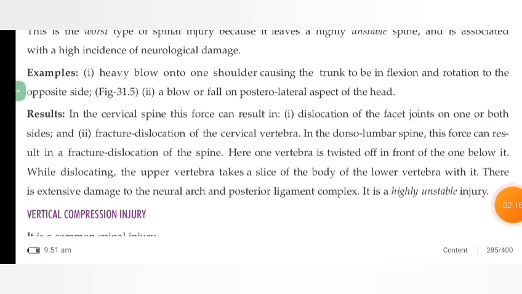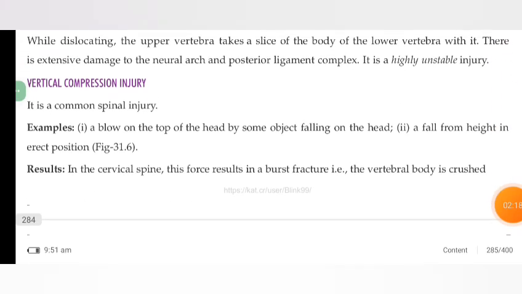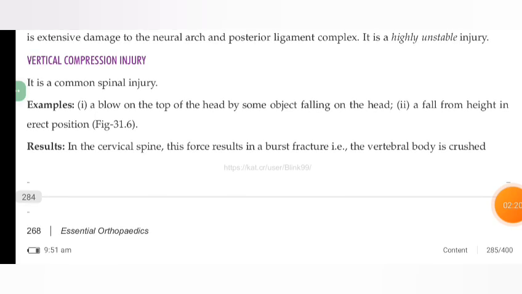There is extensive damage to the neural arch and posterior ligament complex. It is a highly unstable injury.